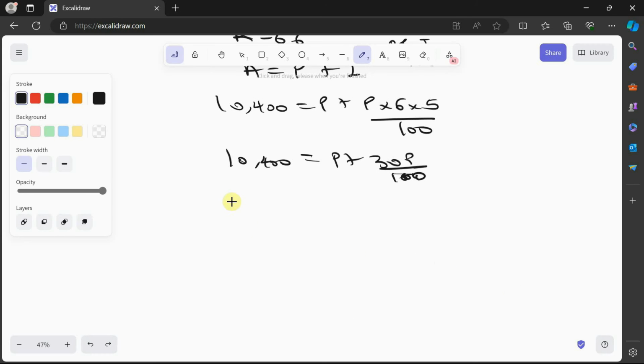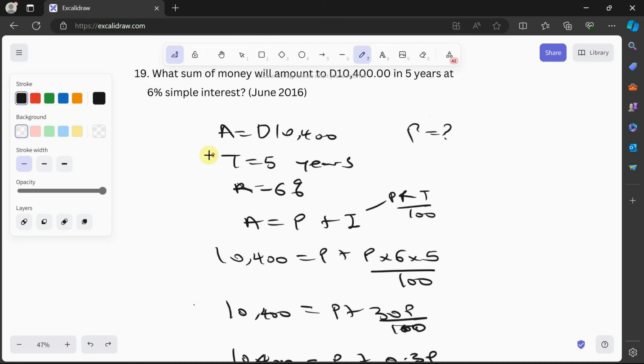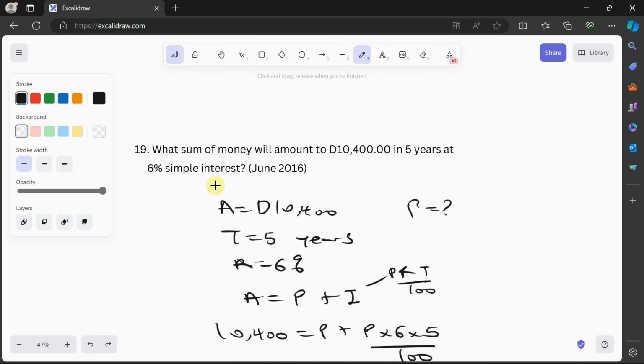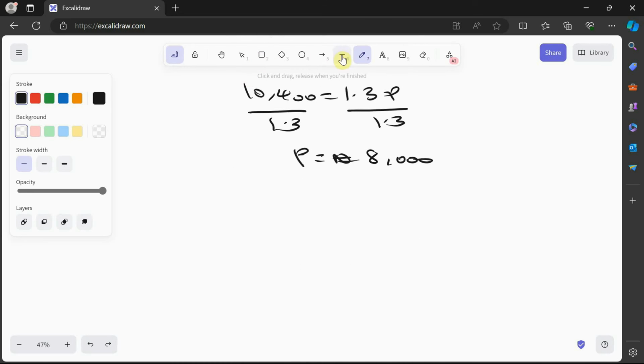10,400 is equal to P plus 30 divided by 100, which is 0.3P. So 1 plus 0.3 will give me 1.3. So 10,400 is equal to 1.3P. If I wanted to find P, I'll divide both sides by 1.3. So therefore our P is equal to 8,000 naira. So it's 8,000 naira that you will put inside this at 6% simple interest for 5 years, that will return 10,400. Okay, so it's not even naira. The value is D. Let me put the correct currency. It is D. Great. Let's see if our answer is correct. That should be option A.